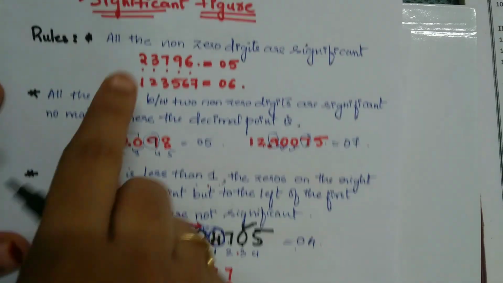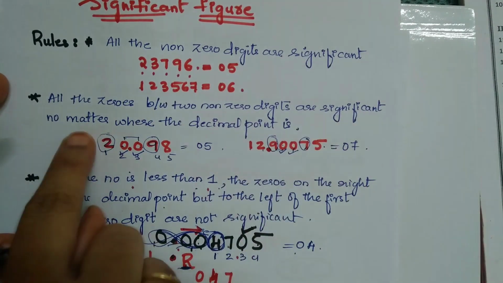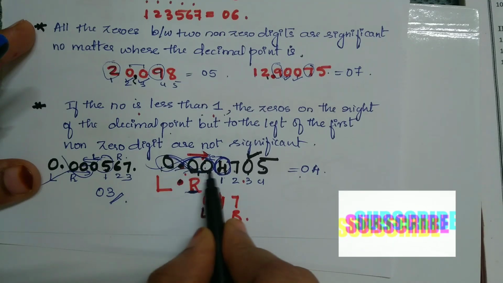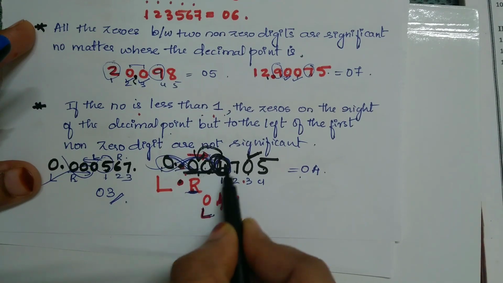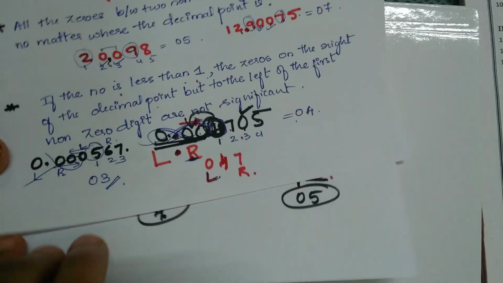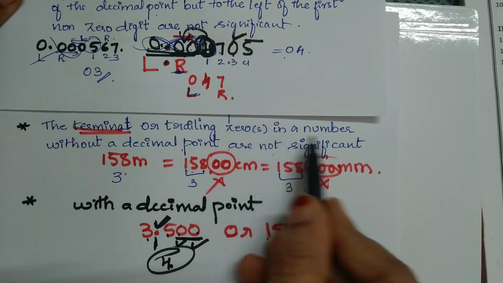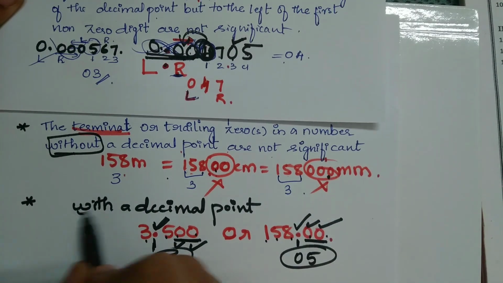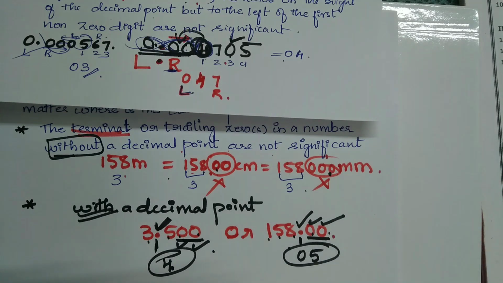The first rule is all the non-zero digits are significant. All the zeros between two non-zero digits are significant no matter where the decimal point is. And the third one, the zeros to the right of the decimal point but to the left of the non-zero digits are not considered to be significant. And then we have the fourth, that is the terminal or trailing zeros in a number without a decimal point are not considered to be significant. With a decimal point it is considered to be significant. Hope you have understood what are significant figures.